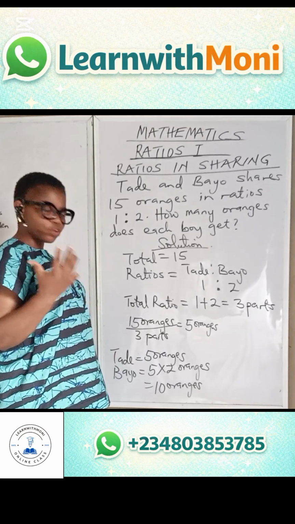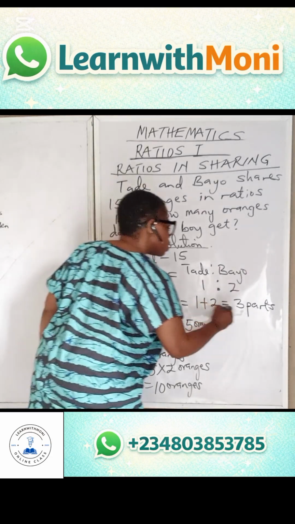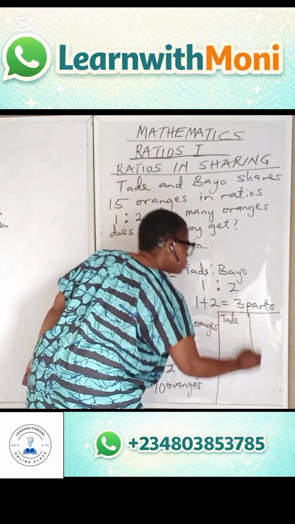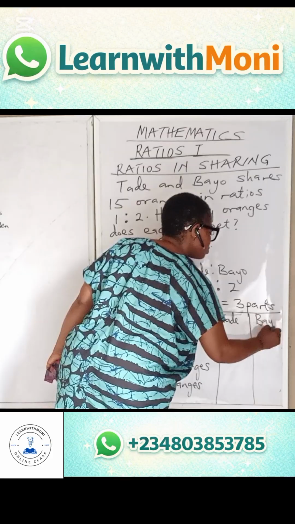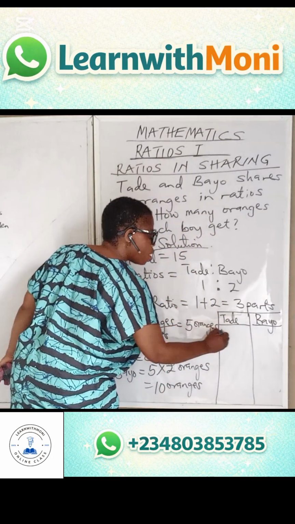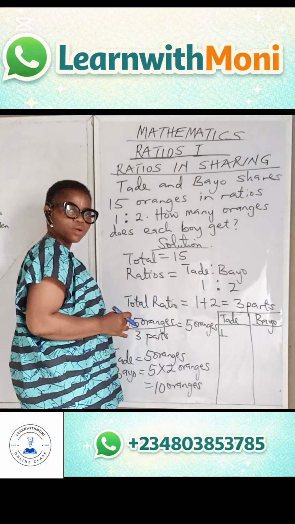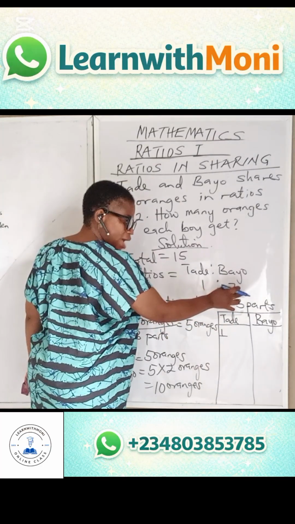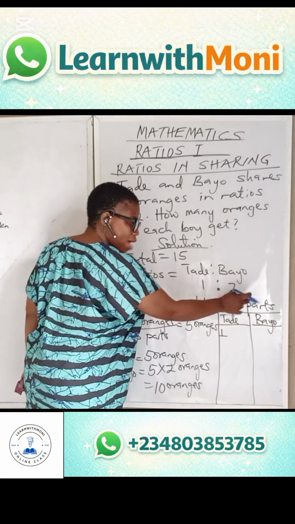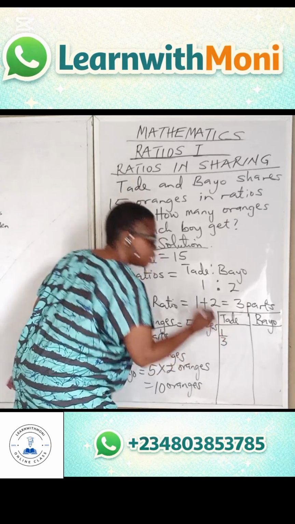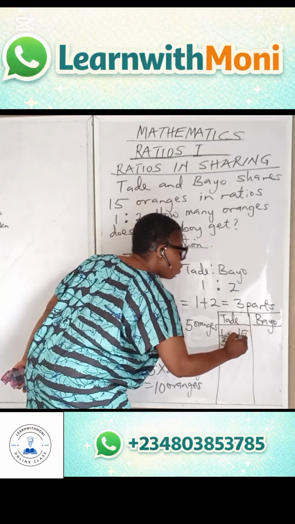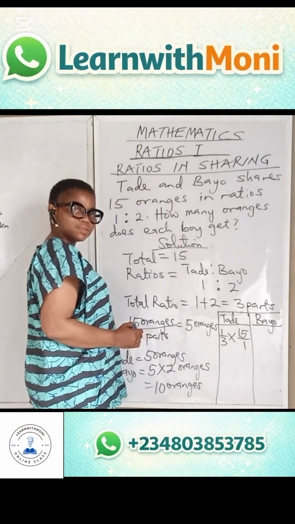To make work easier for students, we take it this way. Let me write Tade here and Bayo on the other side. The ratio for Tade is 1 out of the total 3 the oranges are divided into. We already agreed that the oranges are divided into 3. So Tade is taking 1 part out of the 3 parts. 1 out of 3, that's 1 over 3, of 15 oranges. That is what Tade takes.